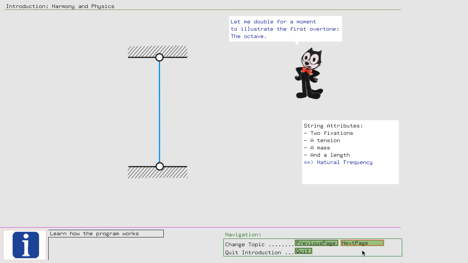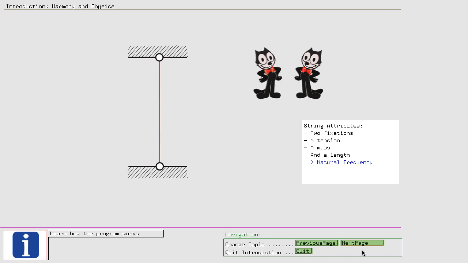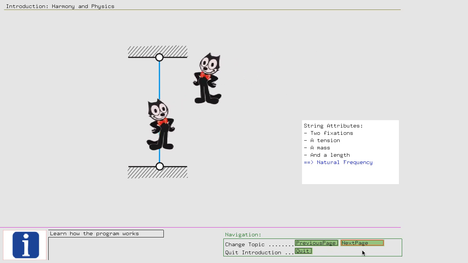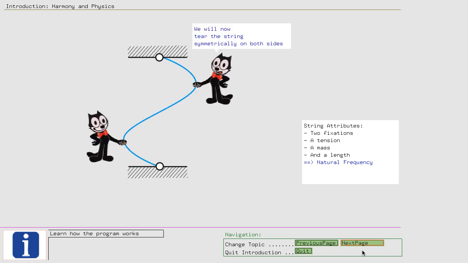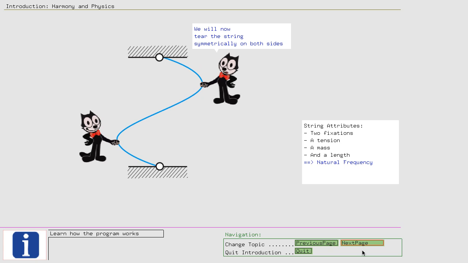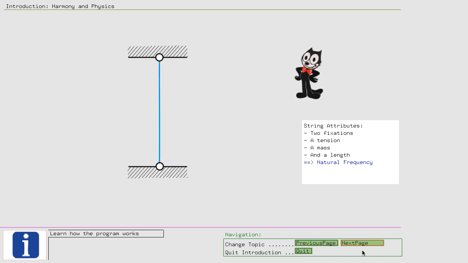Let me double for a moment to illustrate the first overtone, the octave. We will now tear the string symmetrically on both sides. When we let go, we hear a different sound. The frequency with which the parts of the string did swing was double the times of the fundamental.